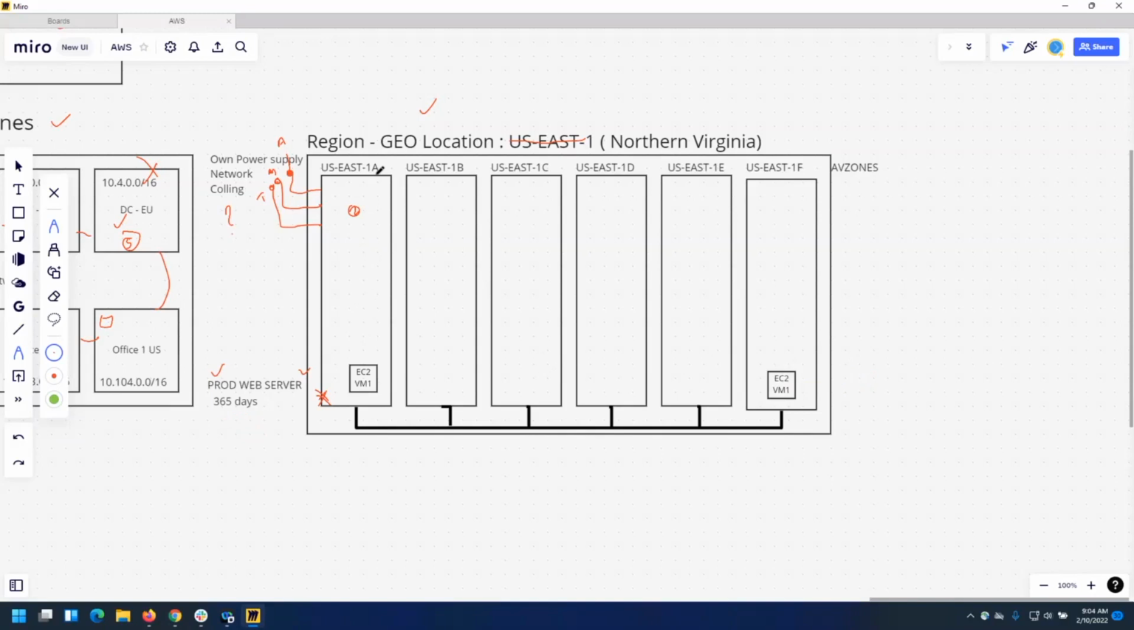Based on the availability, they will connect all these things together in the backend with some dark fiber, or let's say fiber connectivity, so that data replication will happen so fast and the customers won't see any impact even if something goes wrong.